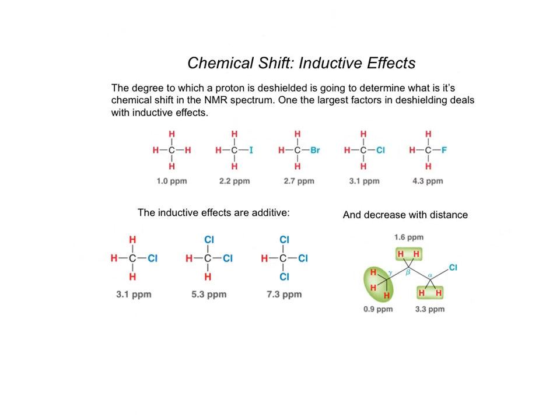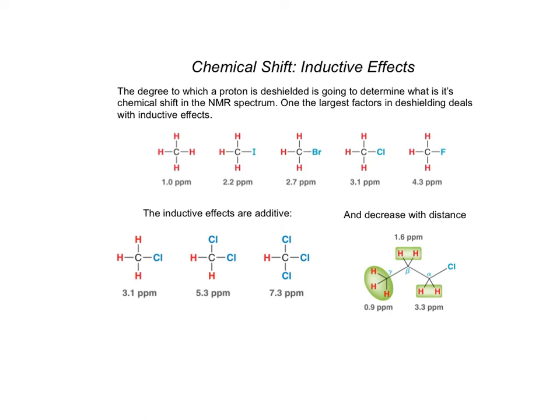Okay, so again, we've been referencing this deshielding, and this deshielding is due to what we call inductive effects or electron withdrawing groups. So overall, what we find is the more inductive effects or the more electron withdrawing groups are near our protons, the overall increase we'll find in deshielding, the overall increase we'll find in the chemical shift, okay?